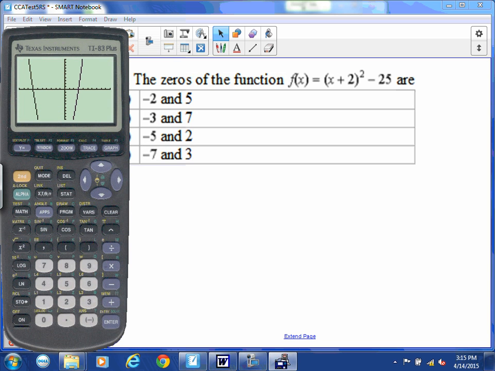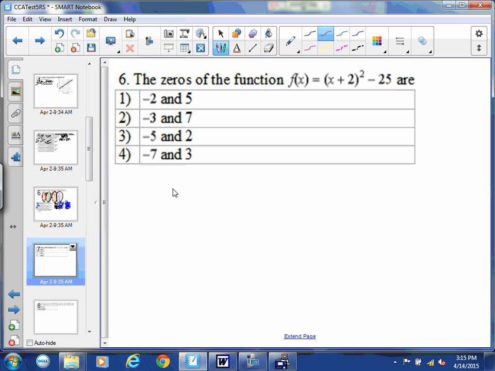The zeros hit the x-axis. It hits it here. That's positive 3. And it hits it here. That's negative 7. Negative 7, positive 3. Your answer is choice 4.